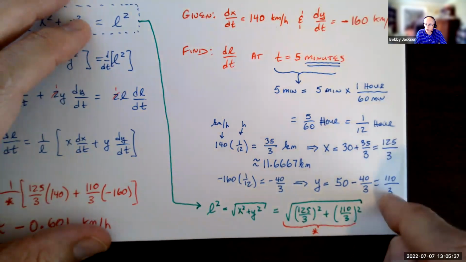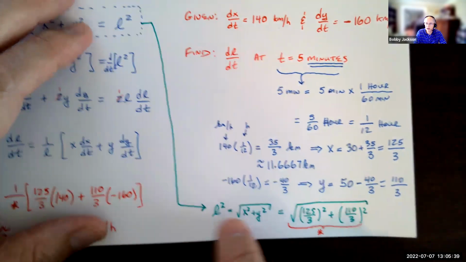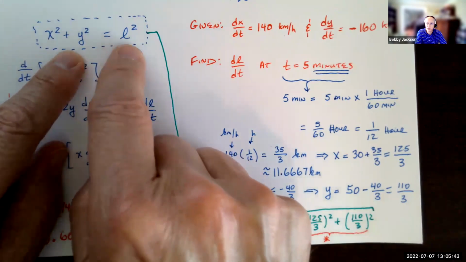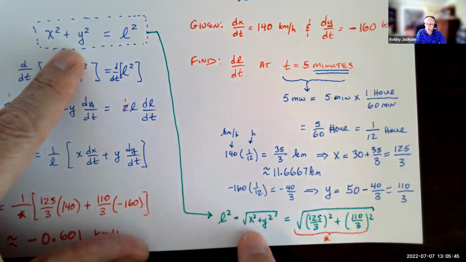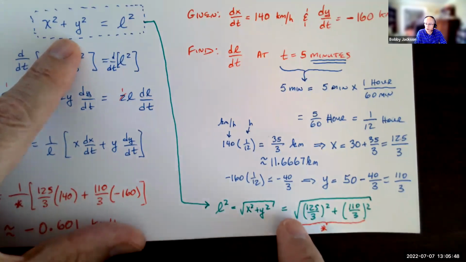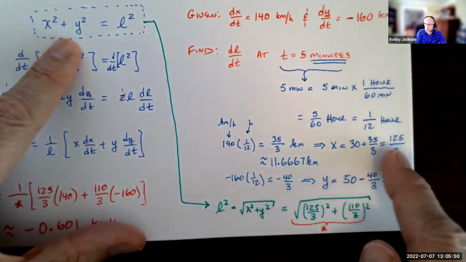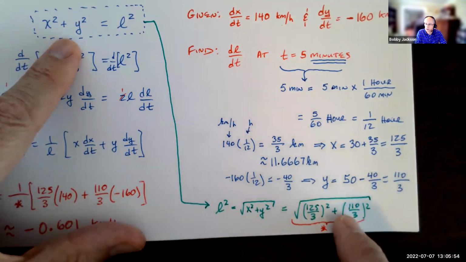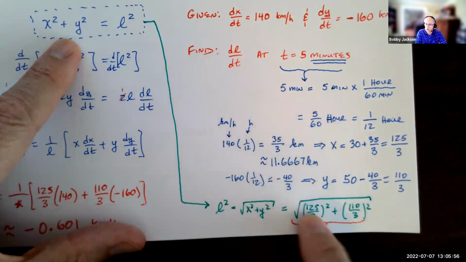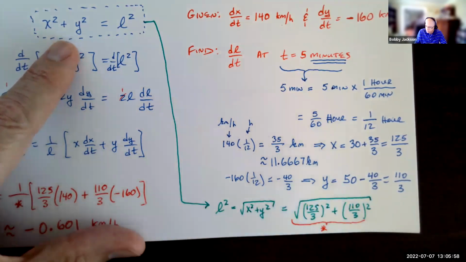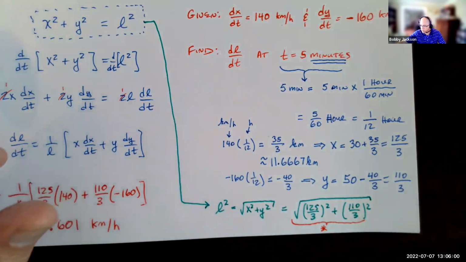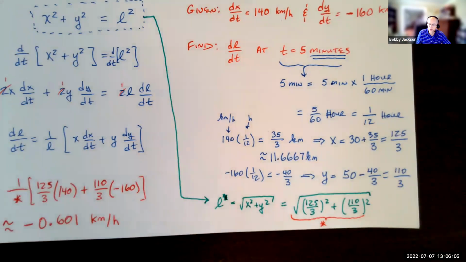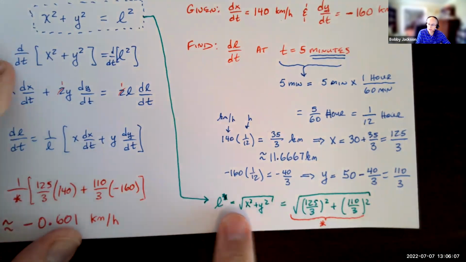So I've got X and Y at the time 5 minutes. So what's L going to be? Well, from this relationship at any point in time, I can find L. Just take the square root of X squared plus Y squared. And so L is going to be the square root of X, which is 125 thirds squared, plus Y, 110 thirds squared. So that expression will give me the value of L. Whoops, I've got L squared here. This should be just L. Sorry. L is that, not L squared. So L is this number.